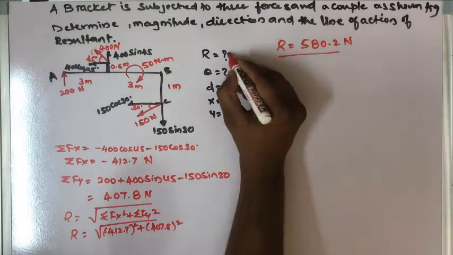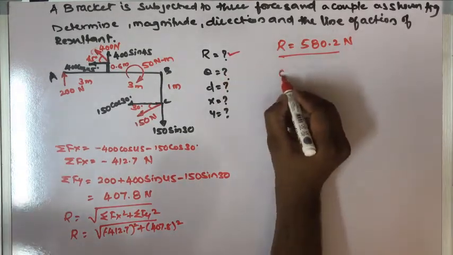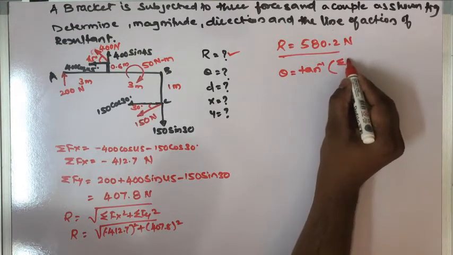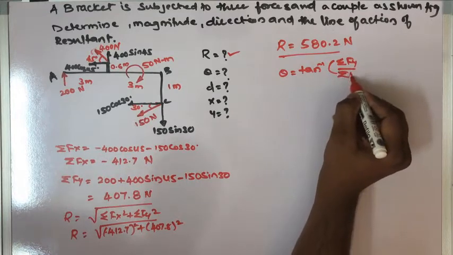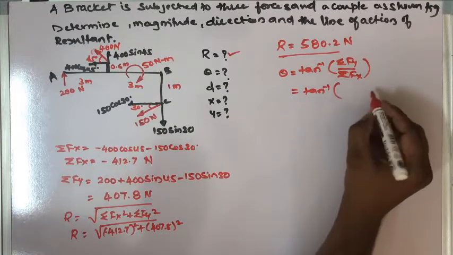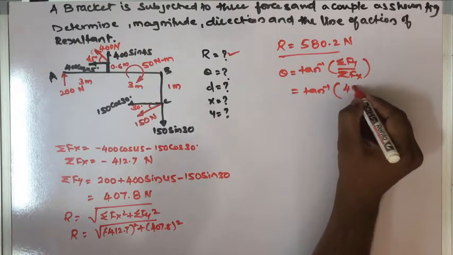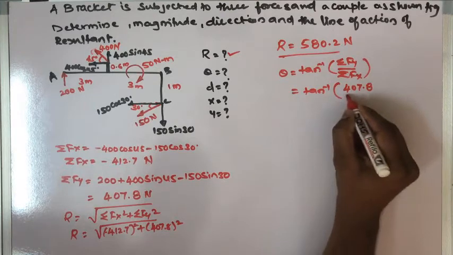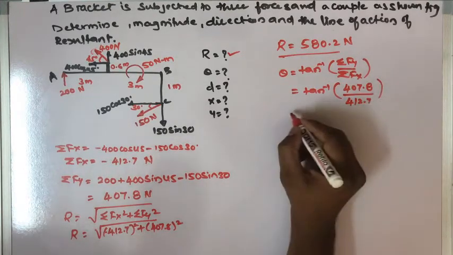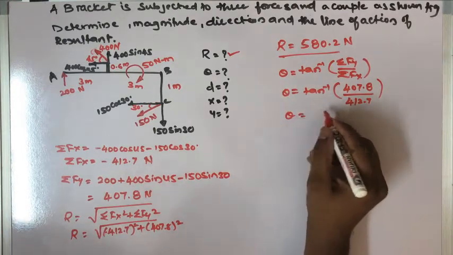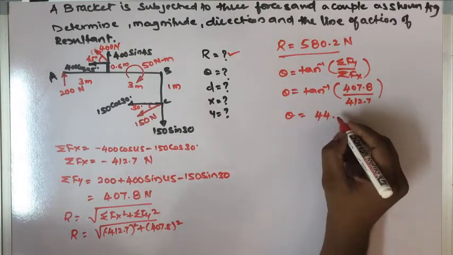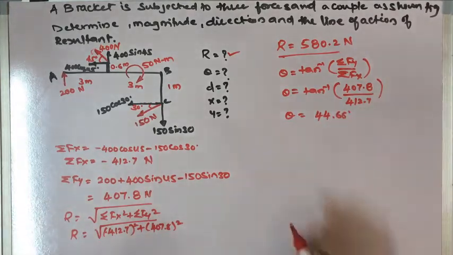Then the direction, the theta value, can be calculated by using the formula theta is equal to tan inverse of summation of Fy divided by summation of Fx. So tan inverse of summation of Fy, which is 407.8, whereas summation of Fx is 412.7. So the theta value will be equal to 44.66 degree. So this is the theta value.